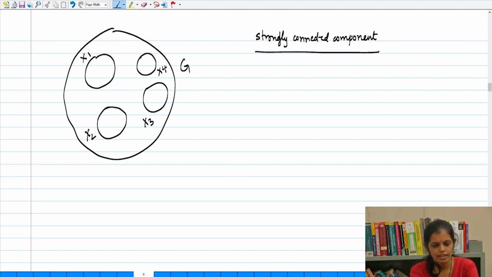Now, are these meta components going to be independent, without edges between them, or do you expect that there will be edges between them? What I would want to say is, can there be an edge from a vertex inside component X1 to another vertex inside component X2? Can it happen? Yes, no? All of you say yes? Okay. So there can be edges in between these components.